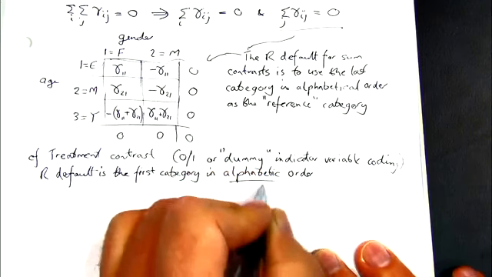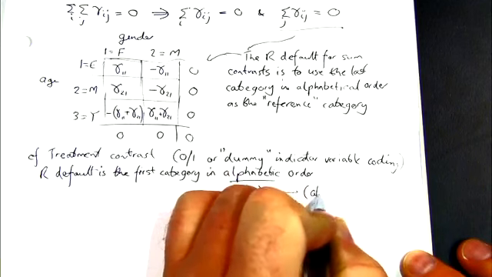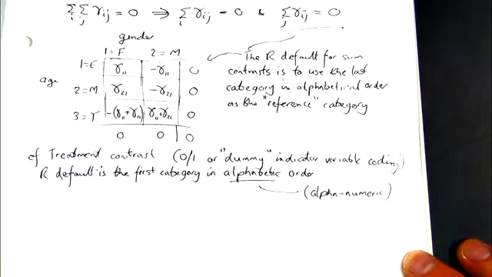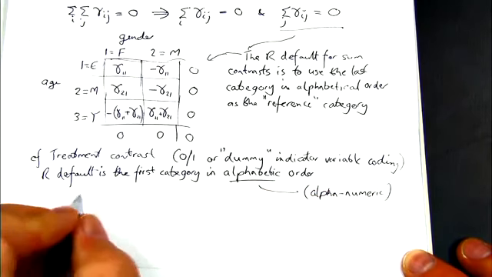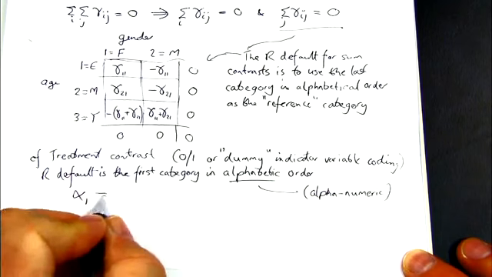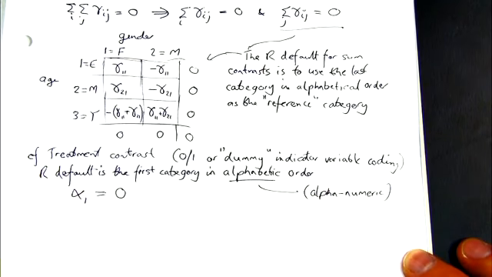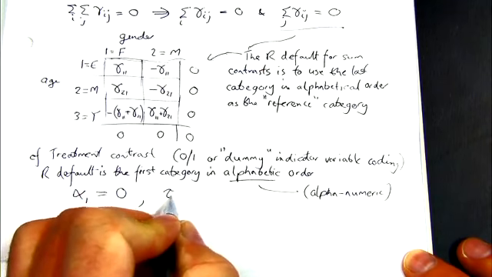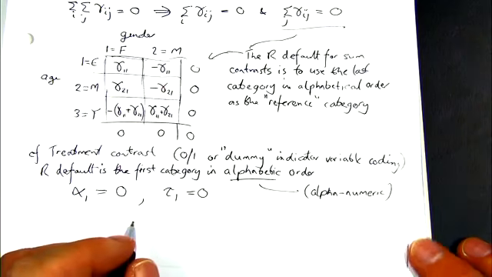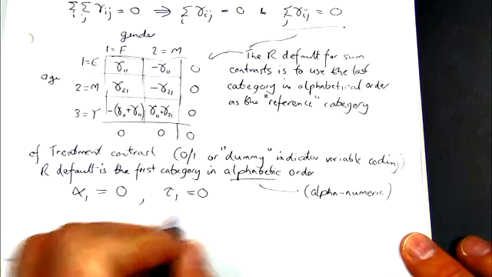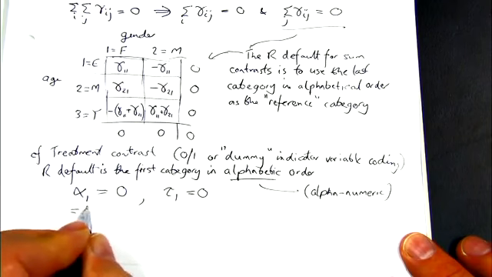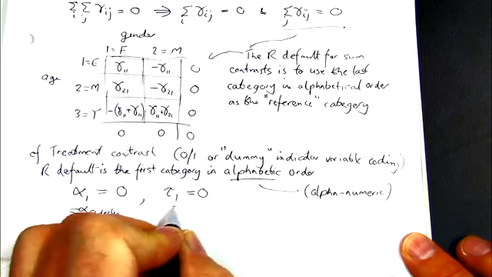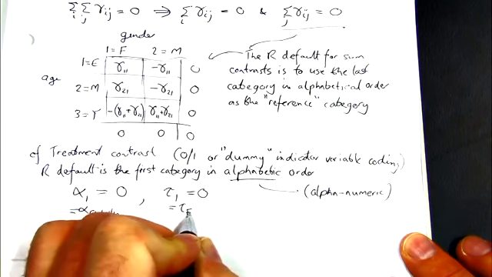So notice that's actually alphanumeric, for those computer science people who know the difference. And so the treatment contrast would be that alpha 1 would be 0, tau 1 would be 0, and that's basically the alpha for elderly. This is the tau for female.